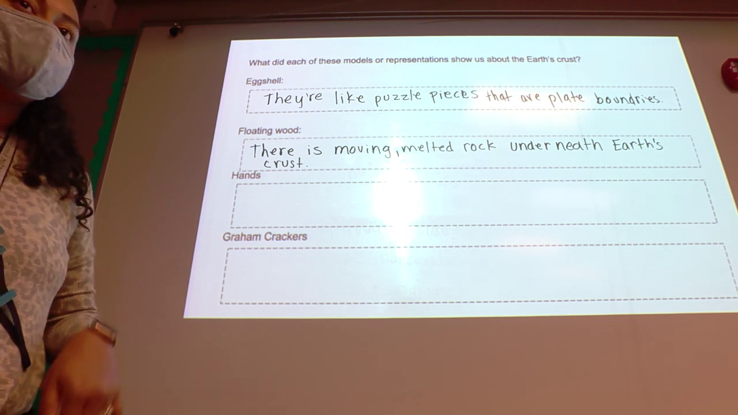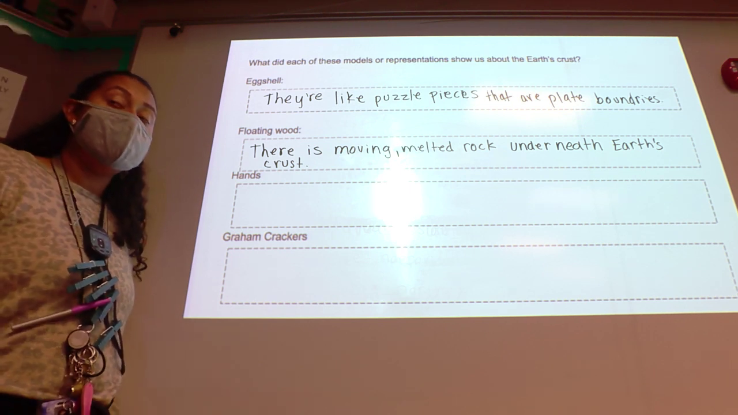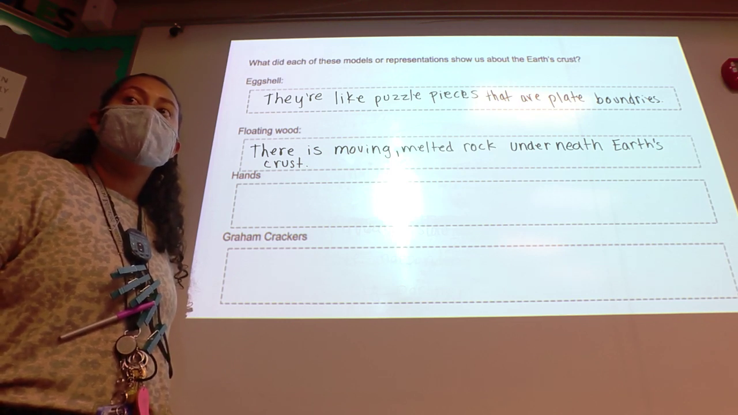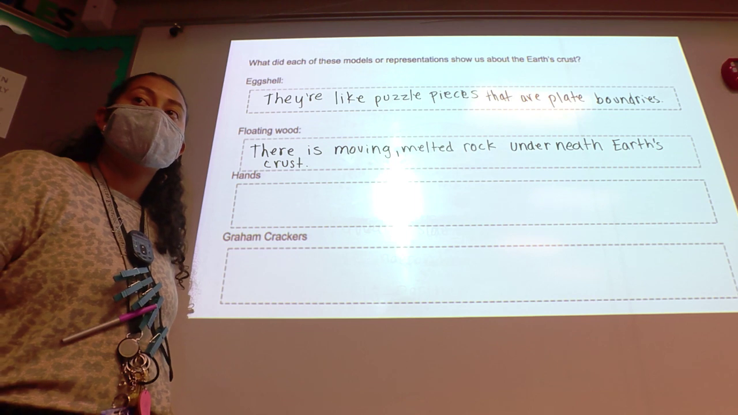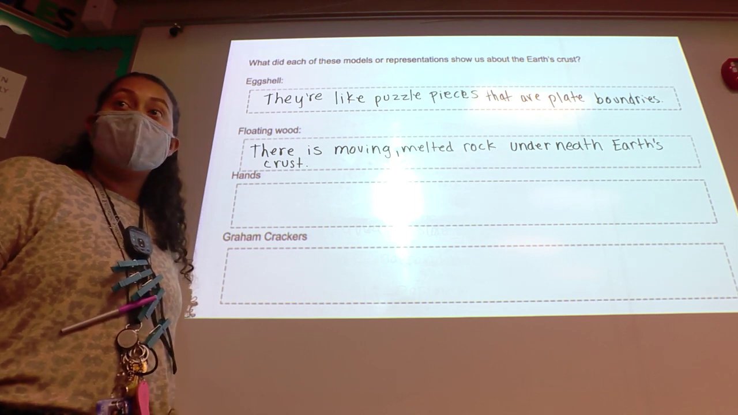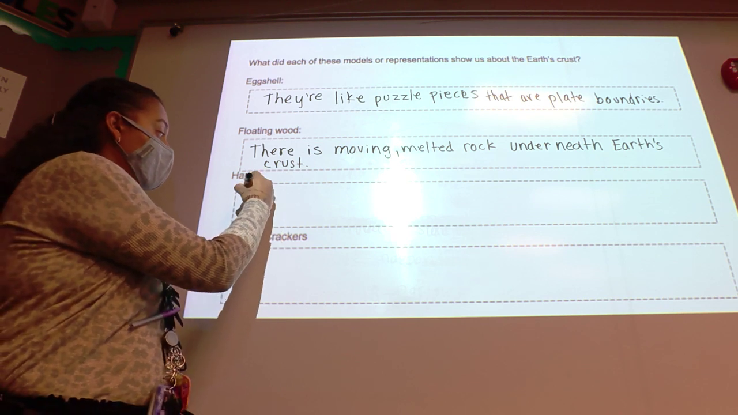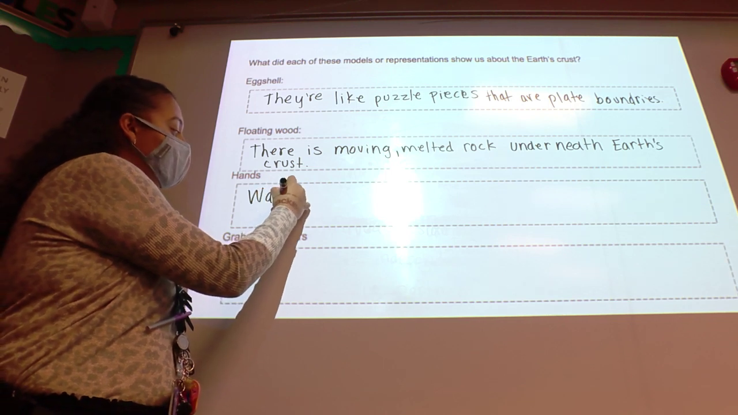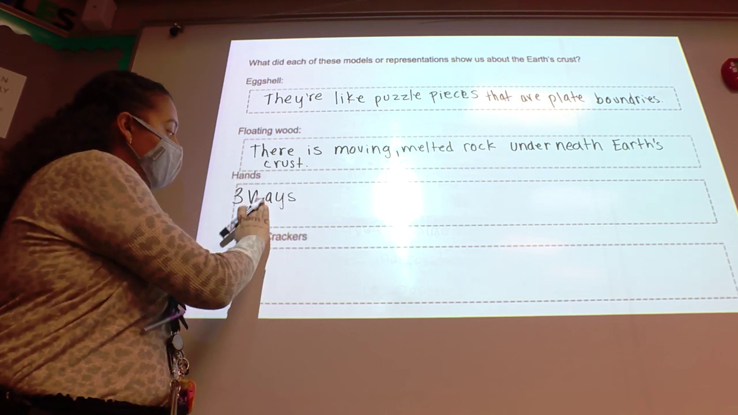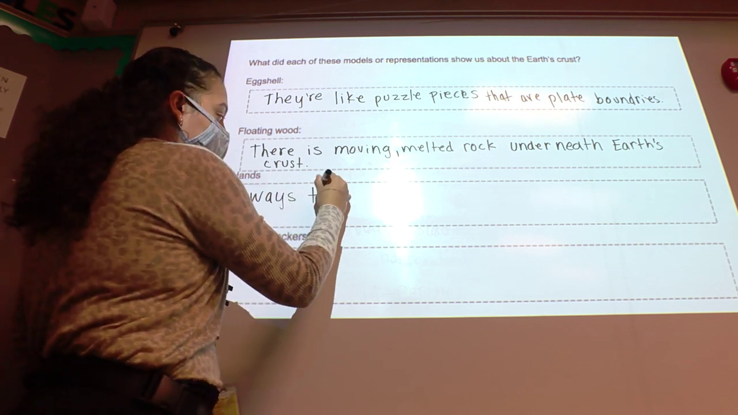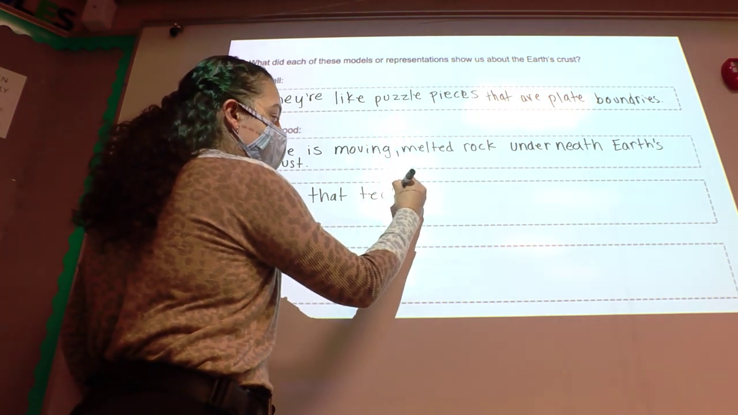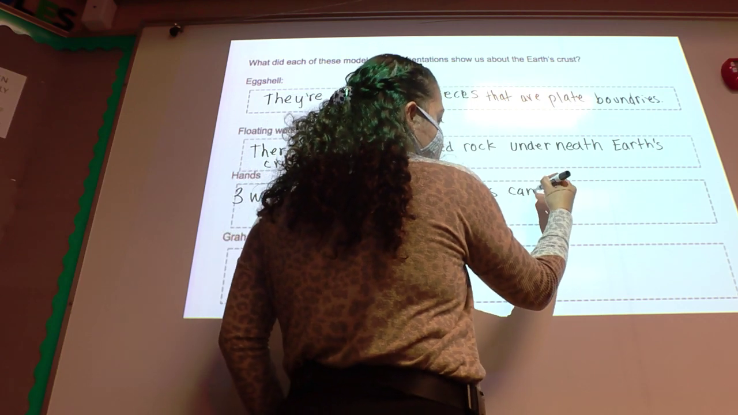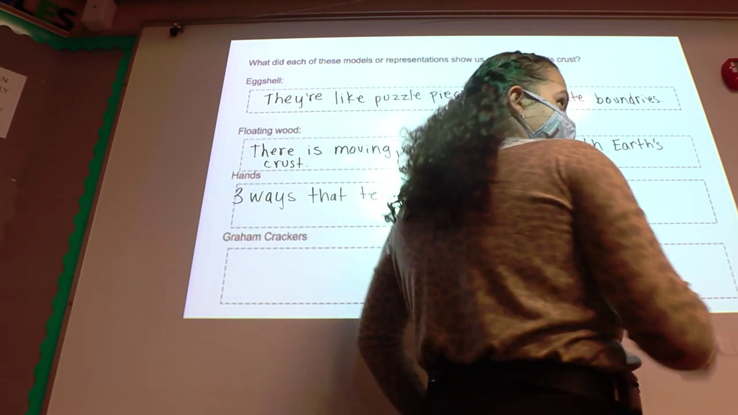Okay, what did our hands represent? What did they show us? Dylan? Oh, the hands? They show us how the mountains are formed. How mountains are formed. Okay. Ariana? Ways tectonic plates can move. Good. So, 3 ways that tectonic plates can move. Period.